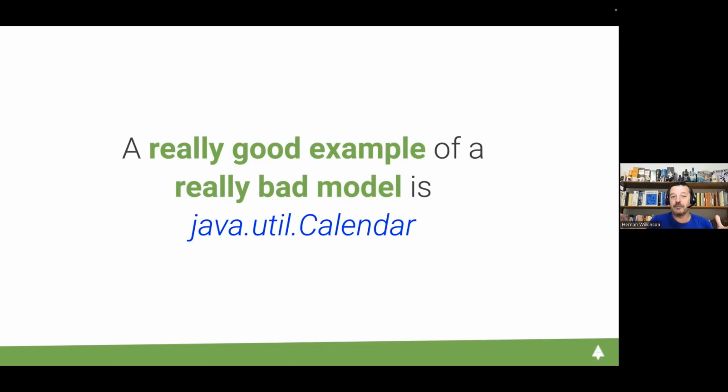So a really good example of a really bad model is Java util Calendar. It's a good example of bad modeling, bad design, starting from the name of the class. It's called Calendar, but it's not. It doesn't represent calendars. It represents a timestamp, a date with a time. Calendars in Java are not a good example of good design. Any design problem or issue that you want to look for, you will find it in Calendar. It's a good example of a bad model.